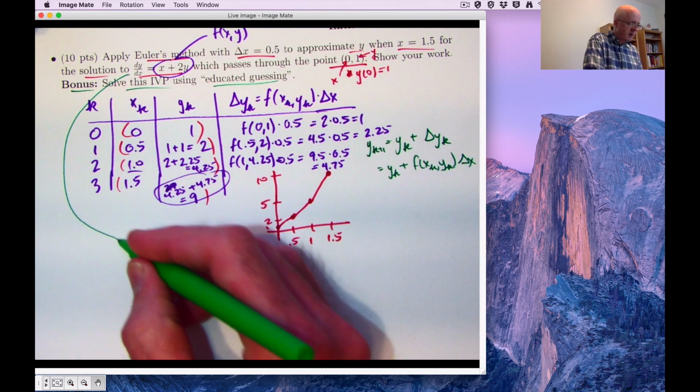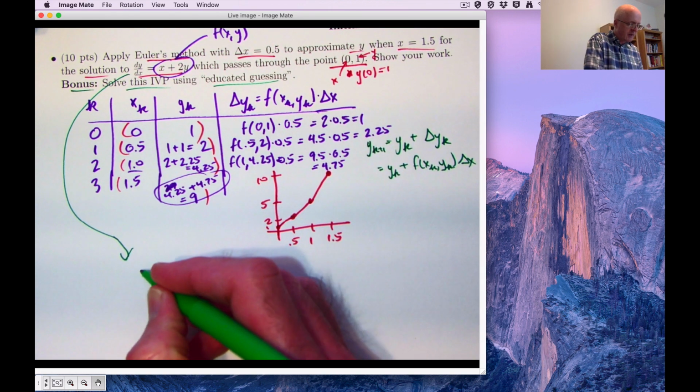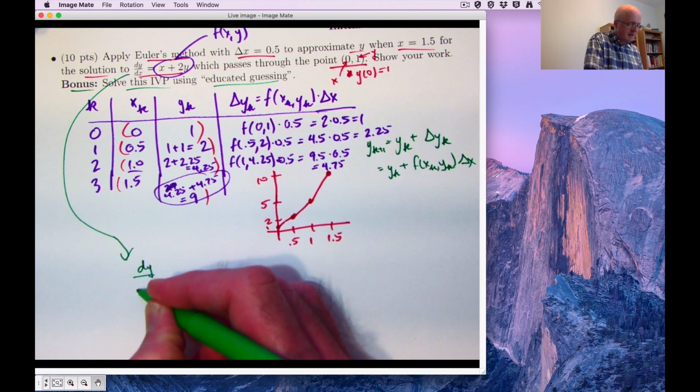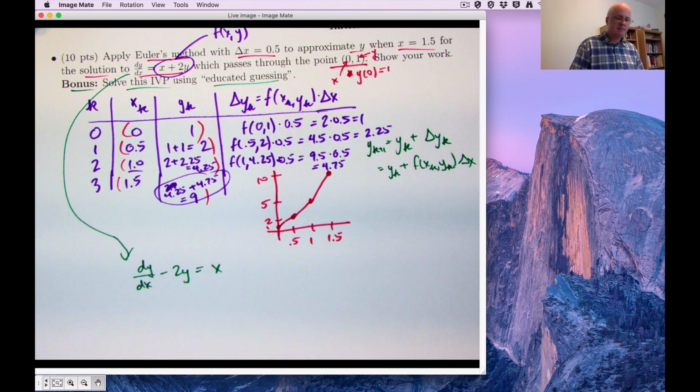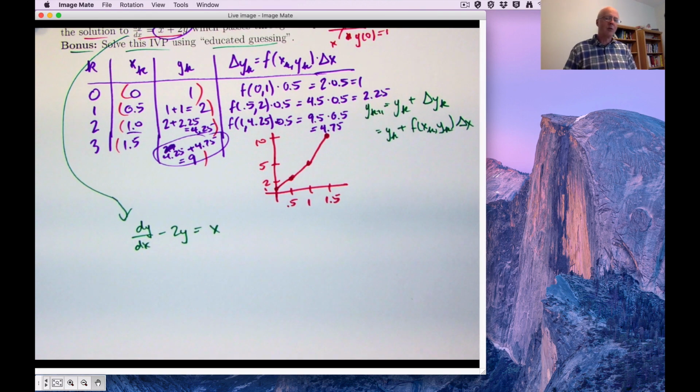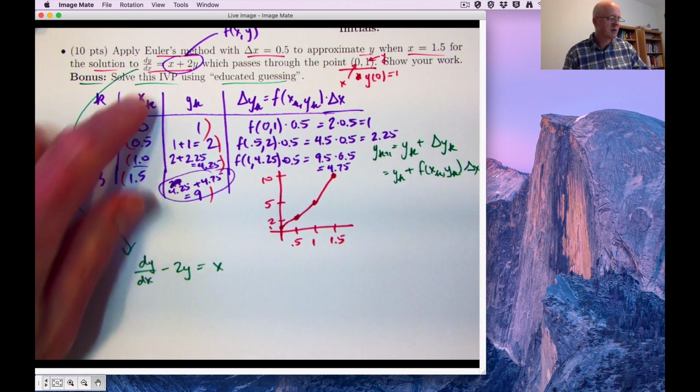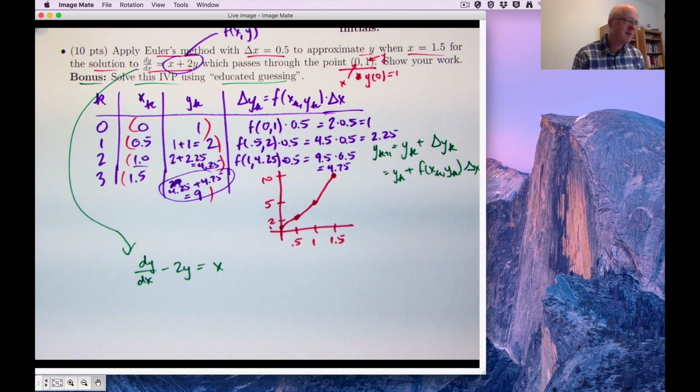Let's take this differential equation and rewrite it in a different way. Let's rewrite it in this form. Subtract 2y from both sides. It's an equivalent form for this differential equation. The reason I did this is because it makes it easier to guess.